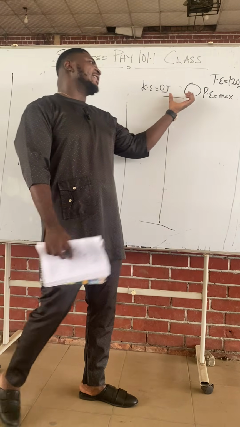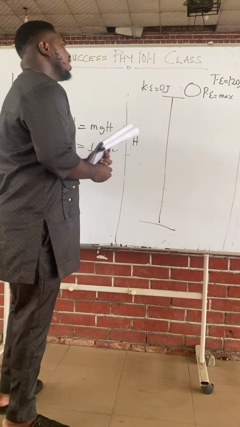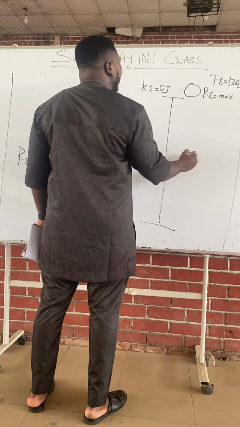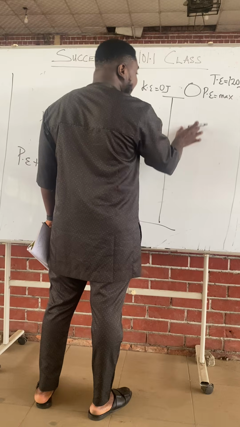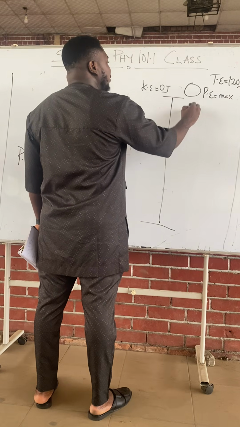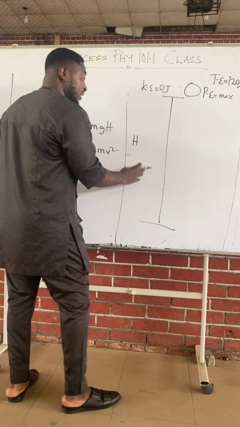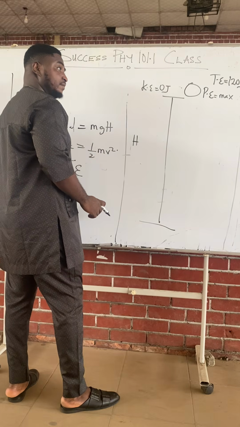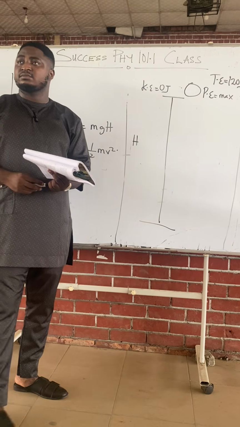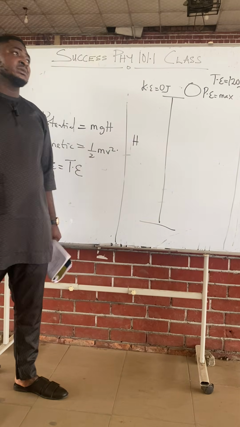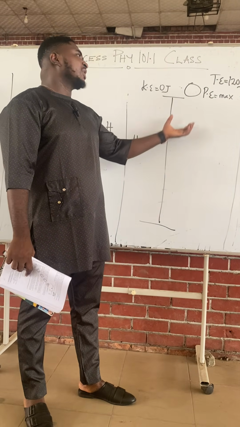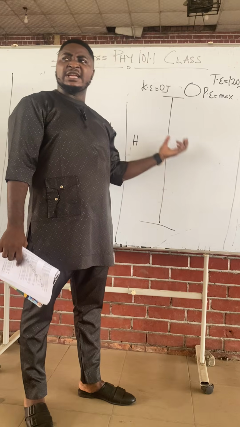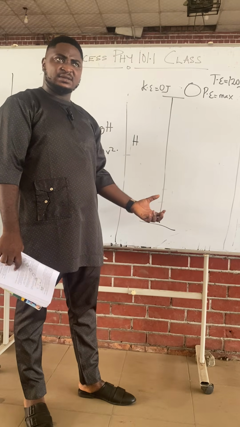But as a body is falling down from the maximum height, the potential energy reduces and the kinetic energy increases. As the body is falling down from the height, the potential energy does what? Reduces, while kinetic energy does what? Increases. As the body is dropping down from the maximum height, the potential energy reduces, kinetic energy does what? Increases.